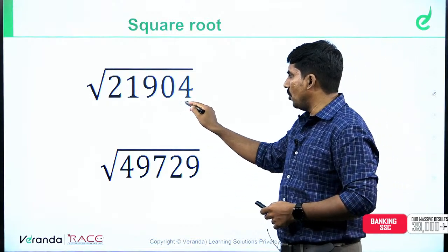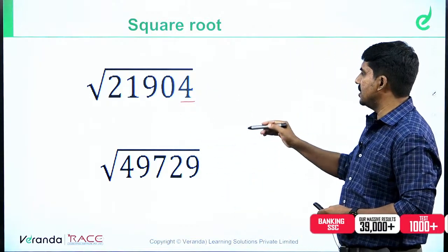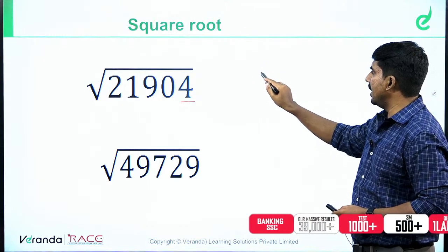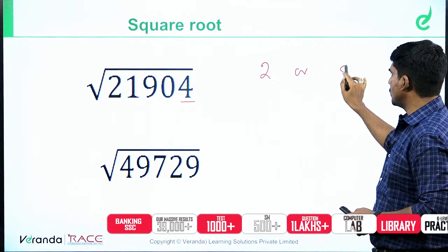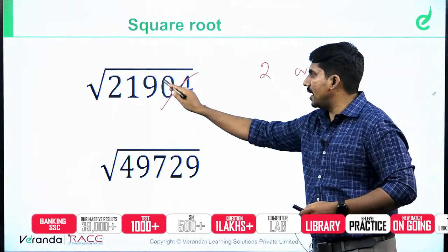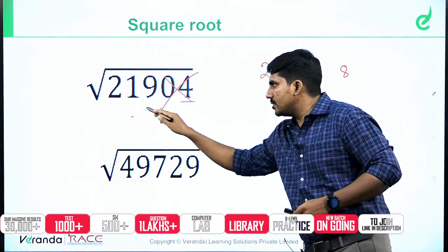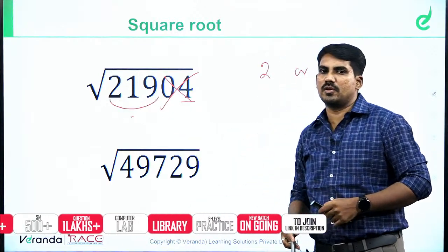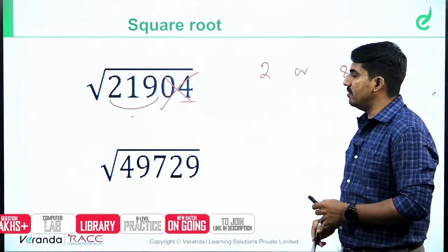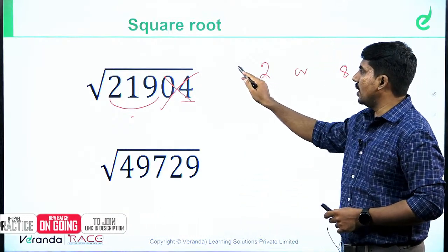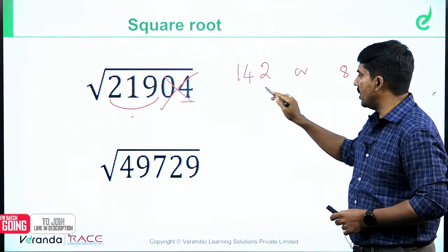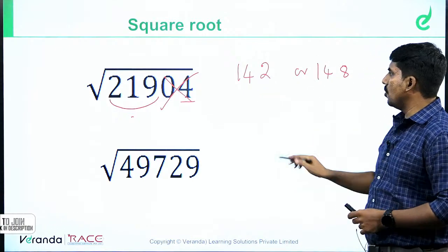21904. 4. Therefore, what may be the last digit? Either it will end with 2 or it will end with 8. Right? Now, cancel the last 2 digits. So, take this 219. Which is the previous perfect square? For 219, the previous perfect square is 196. Therefore, 196 is the square of 14. Right? Now, quickly we have to check.